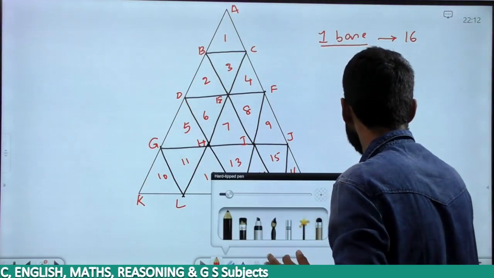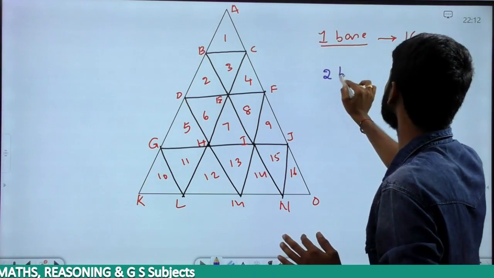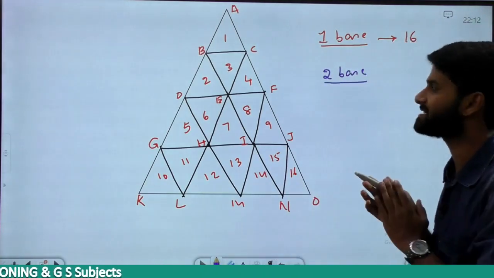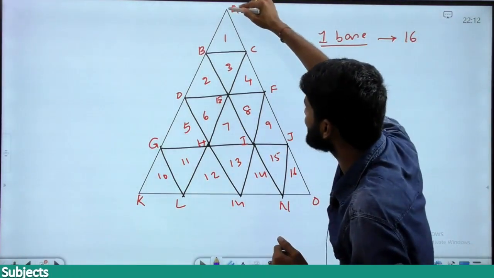Now I concentrate on the second one, 2-base triangles. Clear? Okay, first of all, what are the 2-base triangles? We require 2 bases, which means you start counting with A.